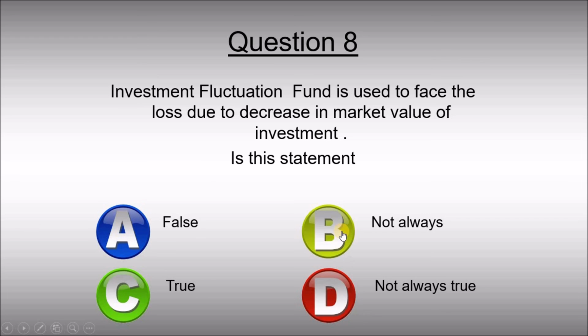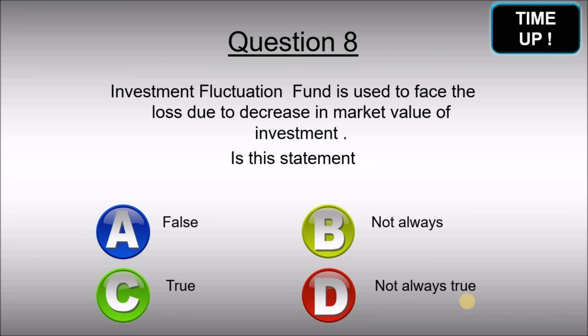Now come to question number 8. Investment fluctuation fund is used to face the loss due to decrease in the market value of investment. Is this statement false, not always true, true, or not always false? And your time starts now. So when is investment fluctuation fund used? The statement is true because this fund is made to face a loss due to decrease in the market value of investment. So true.